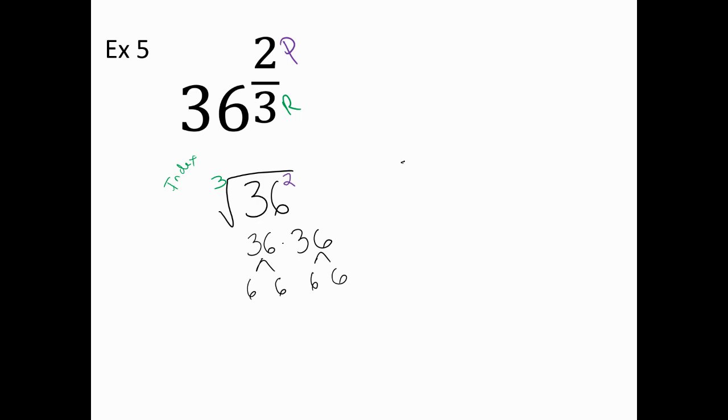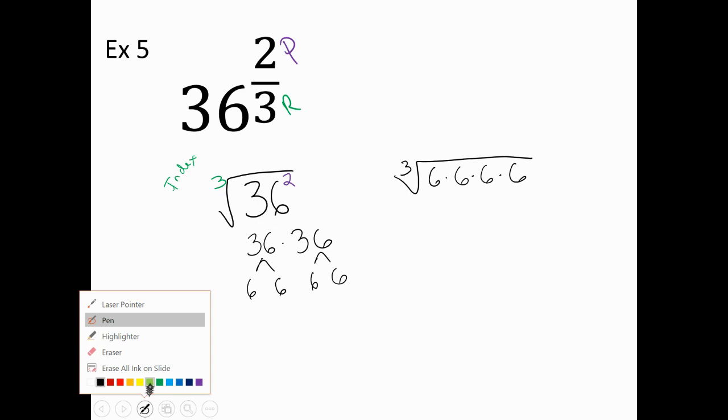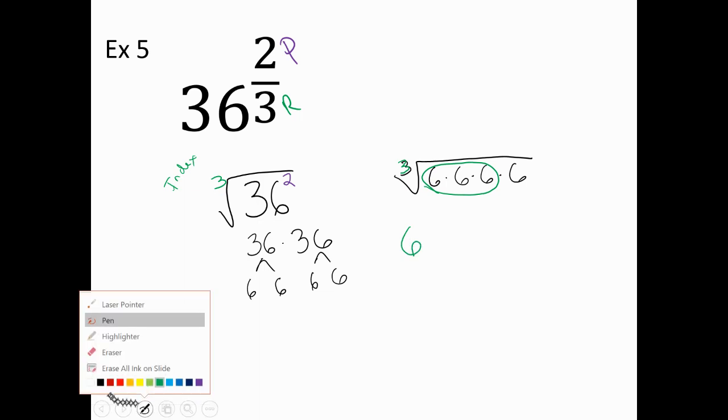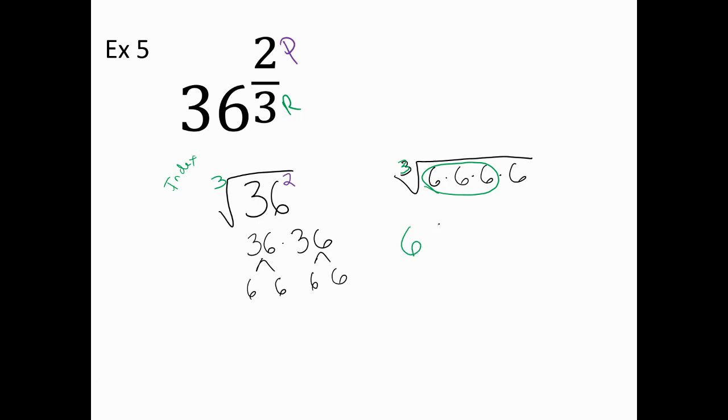So I'm just going to rewrite this to be a little more organized. We have 1, 2, 3, 4 sixes. So since we have 3 of the same number, we're going to take 1 on the outside. So 3 on the inside becomes 1 on the outside. And then who is left over? We have our 6. And if you're going to make a mistake, this is where it's going to be. Don't forget to write your little index. So this is simplified to 6 cube roots of 6.